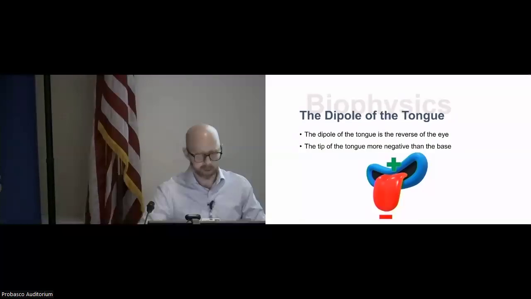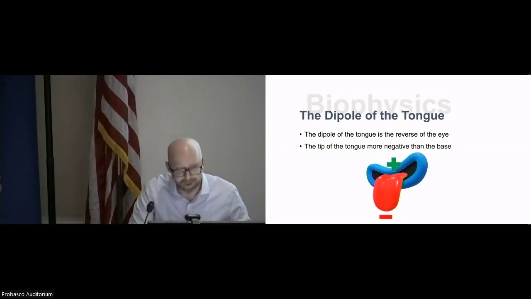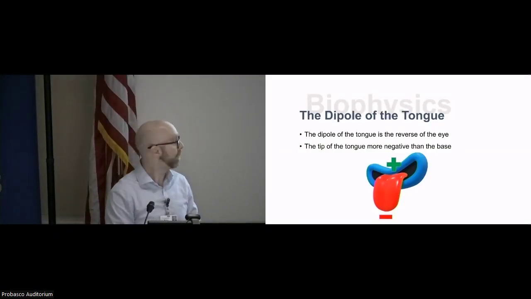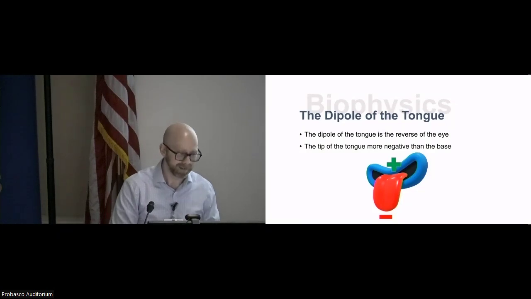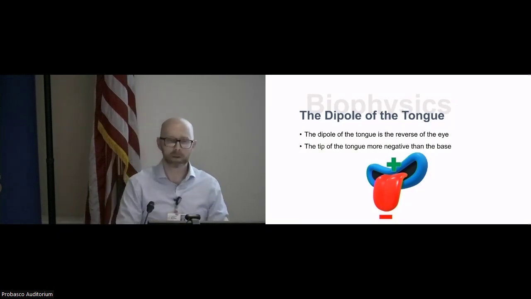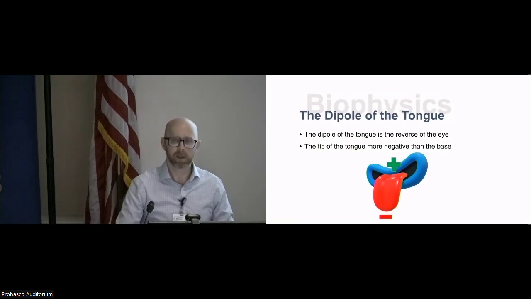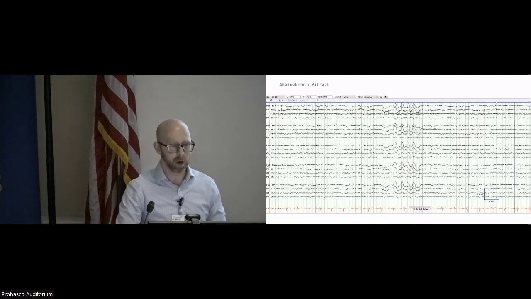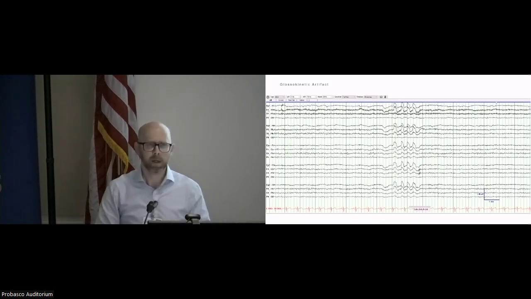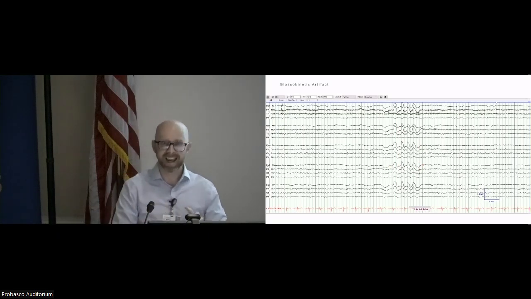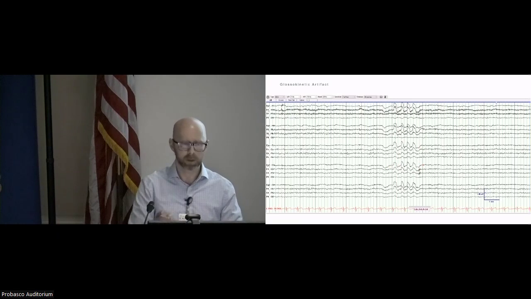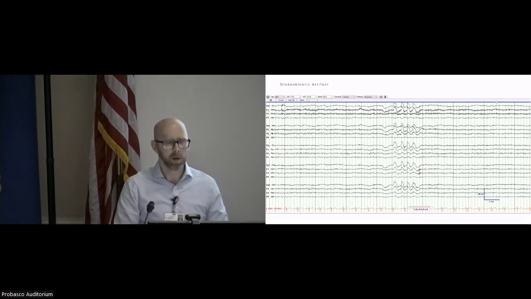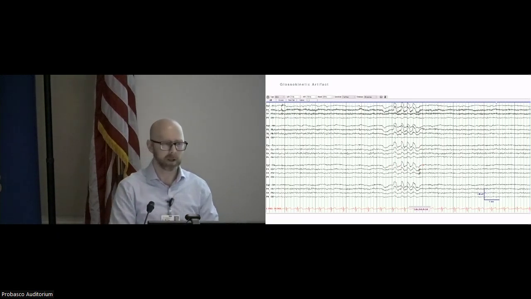And so, just more examples. This is the best graphic I could find for the tongue, this clown mouth, but it's kind of the reverse of the eye, where it's a little bit more negative anteriorly. Long story short, when you are moving your tongue around talking, this introduces a lot of artifacts to the record. And that's why it can be really important. Our techs are really good at this, documenting what they're saying or that they're talking or doing this la la la thing to get a feel for this glossokinetic artifact from the tongue moving.